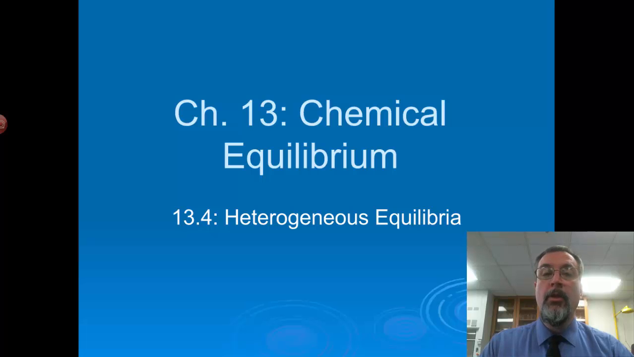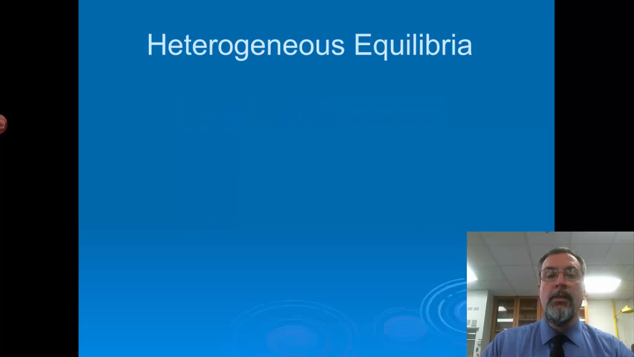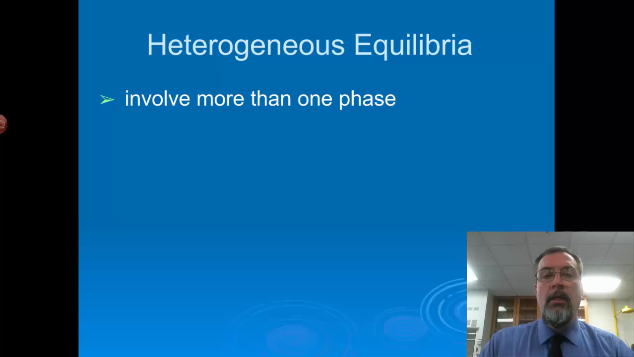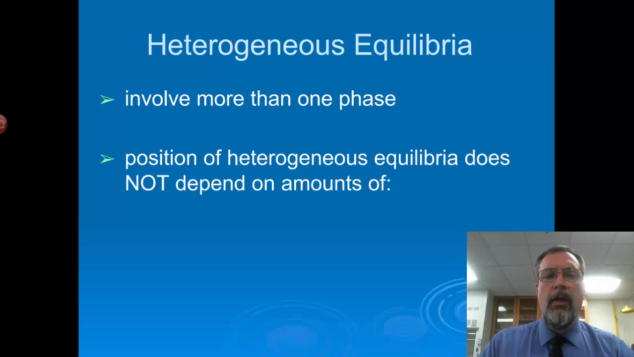So up till now, we've been looking at equilibrium situations that involved the same phase from reactants and products. Well, what happens if you have multiple physical states, gases, liquids, solids, involved in your expressions? How do you deal with that? So this is called heterogeneous equilibria. Heterogeneous meaning different species. This will involve more than one phase, so not all gases or aqueous solutions or whatever.